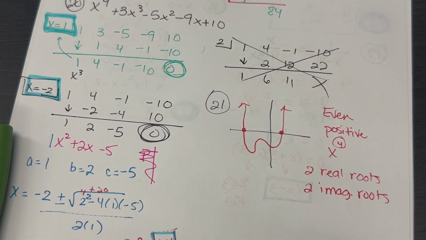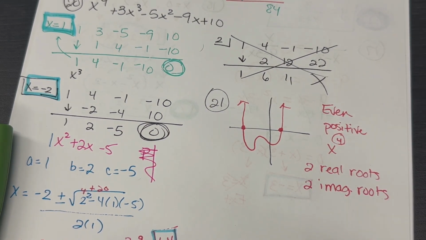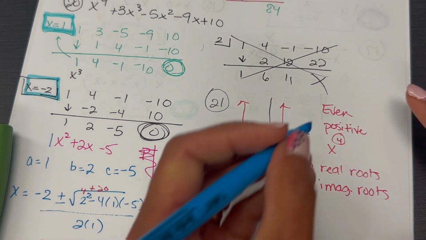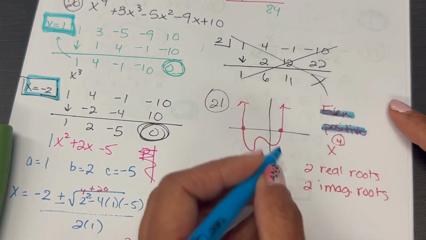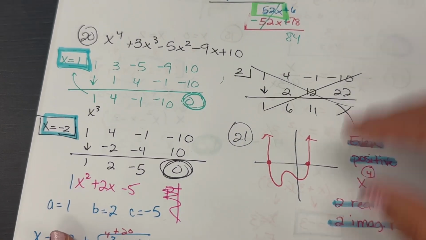So there were drop-down menus on this one. So obviously it's got an even degree. Because it's facing up, the leading coefficient is positive. There are 2 real roots and 2 imaginary roots. So these were the answers. Even, positive, 2 real roots, 2 imaginary roots. And that was 21. 22, I won't have room right here, so I'm gonna grab another sheet of paper.